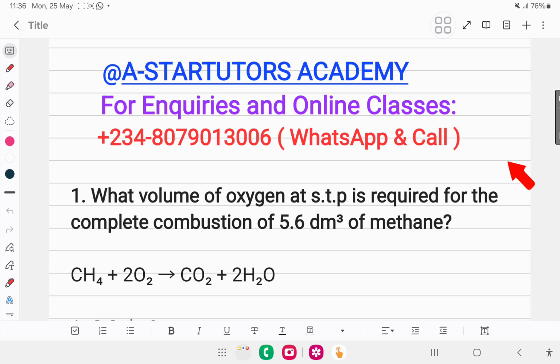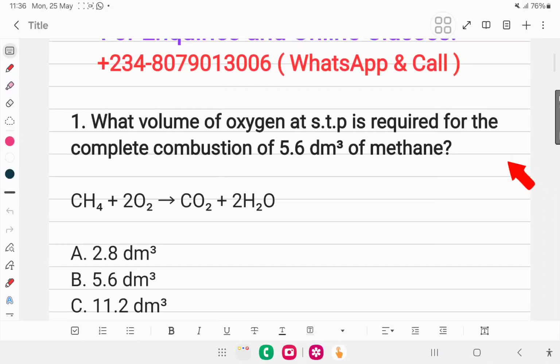Today we shall be looking at various calculations, problems, and see how we solve them. Question number 1. What volume of oxygen at STP is required for the complete combustion of 5.6 dm cube of methane? This is a stoichiometric question, and we are going to see how to approach this question and solve with ease.